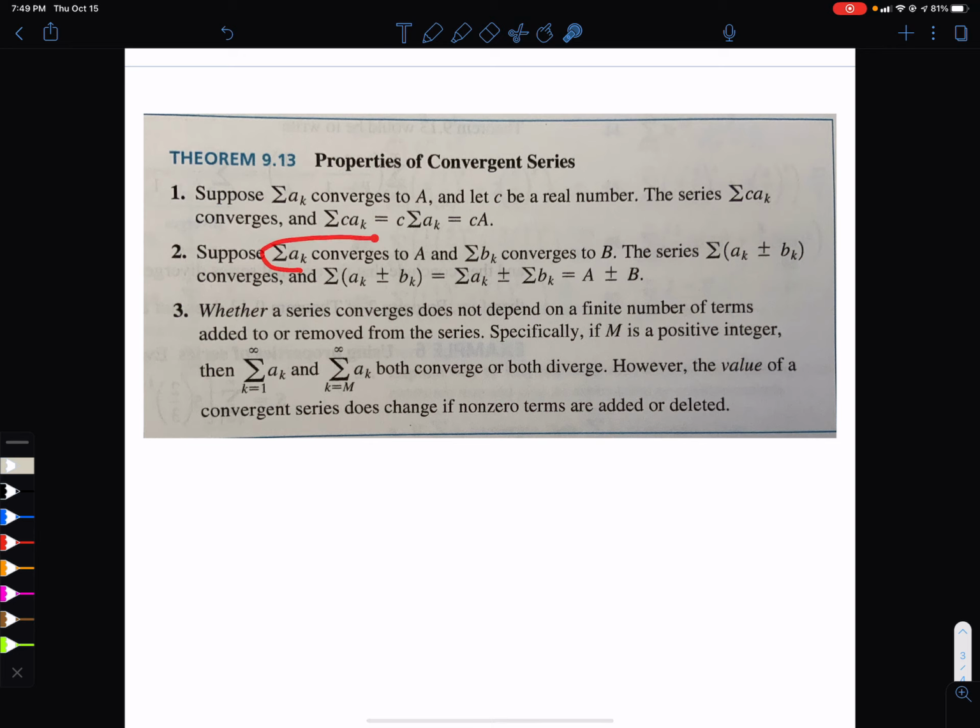The next one. So A sub k converges to A. So you have a convergent series. And B sub k converges to B. So you have two convergent series. So if you have a new series where you add up the terms, okay, here's the good news. You can just take the sum of the first series and combine it with the sum of the second series. So that's a pretty simple one.